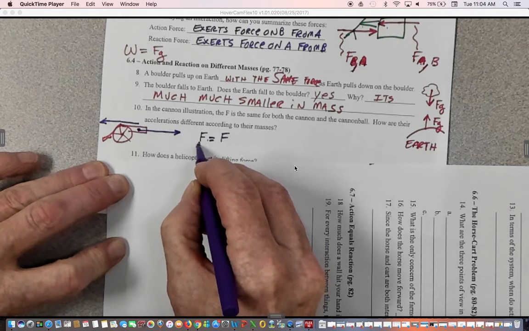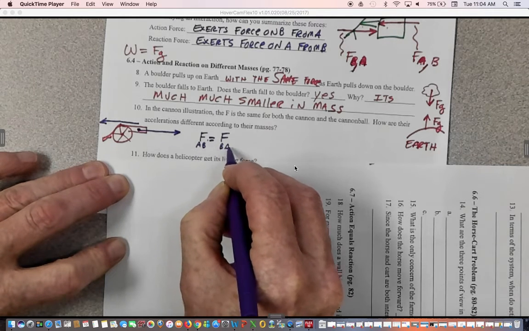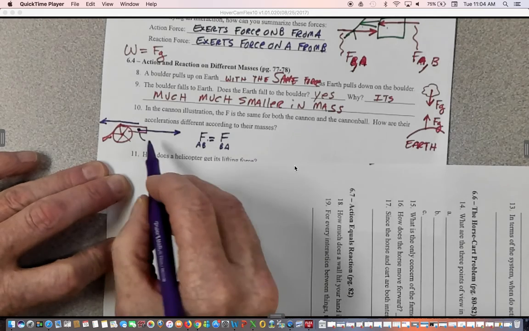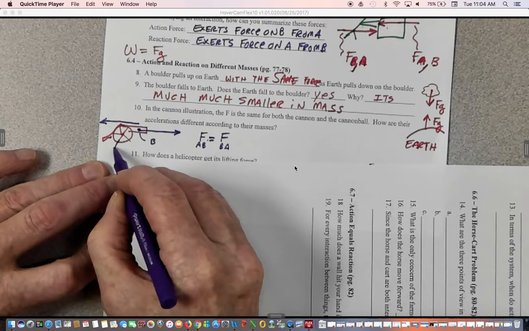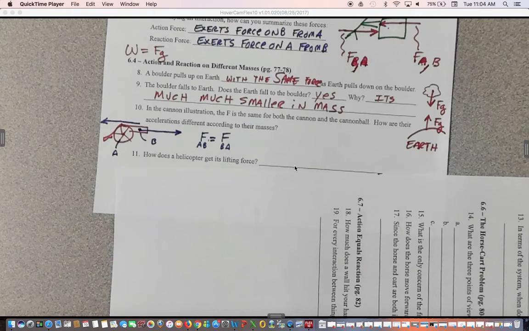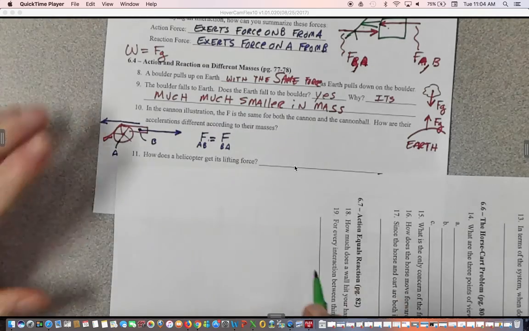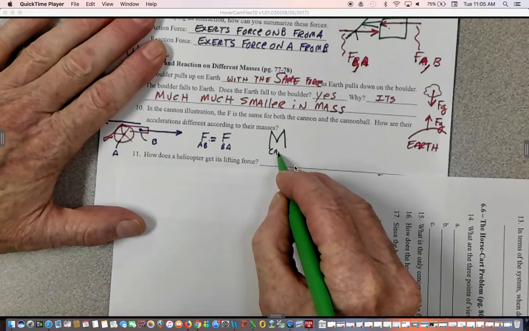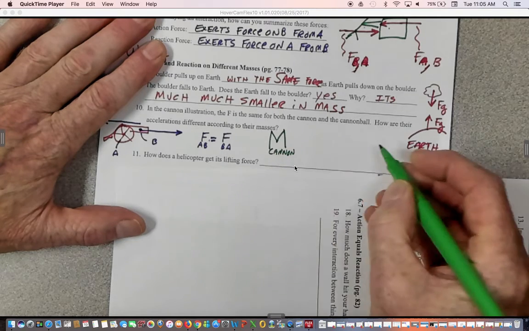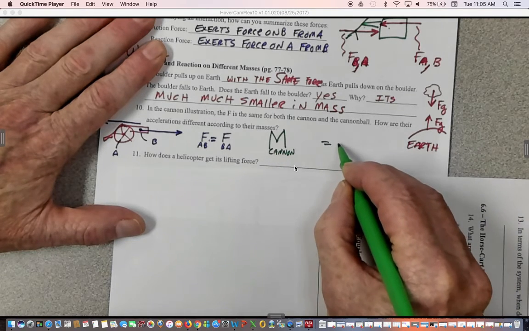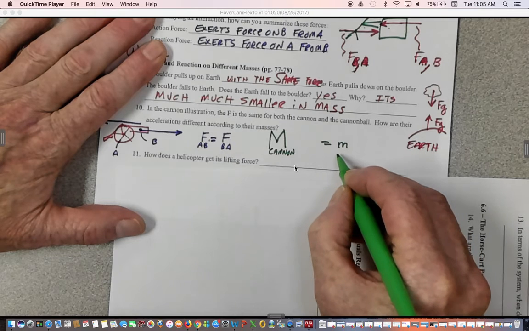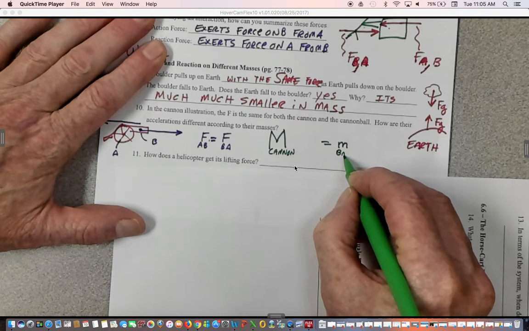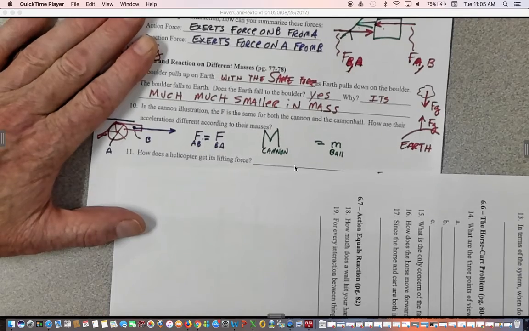And we'll call them A on B and B on A. This is B and the cannon is A. I'll let you draw that. The force is equal and opposite, but here's the deal. I don't know if you know this, but a cannon has a very large mass. A cannonball has a much smaller mass than the cannon.